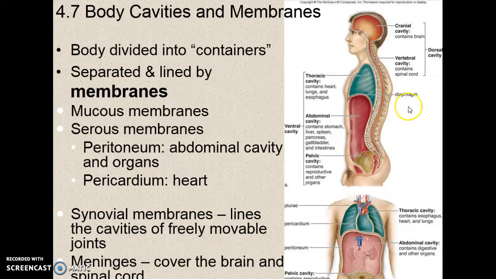Then you have the different types of membranes. Synovial membranes line the cavities of freely moving joints. Meninges cover the brain and the spinal cord. Serous membranes and mucous membranes line different areas. And it's time to stop.